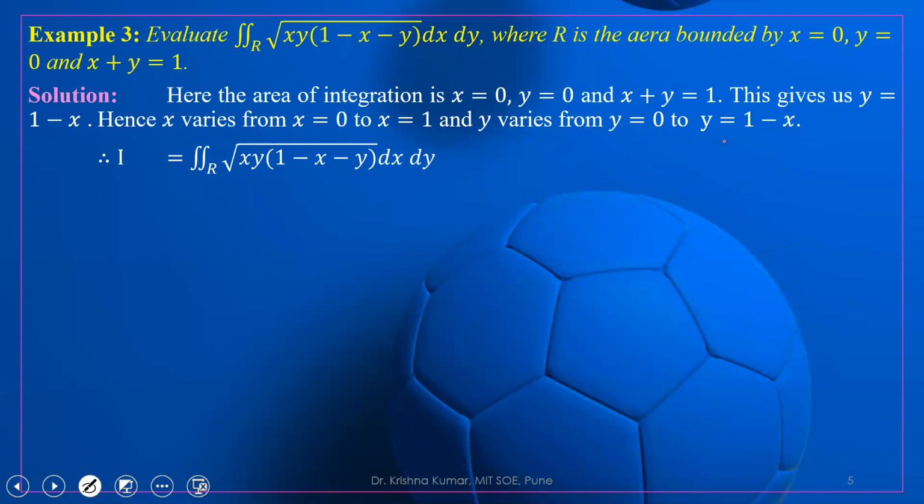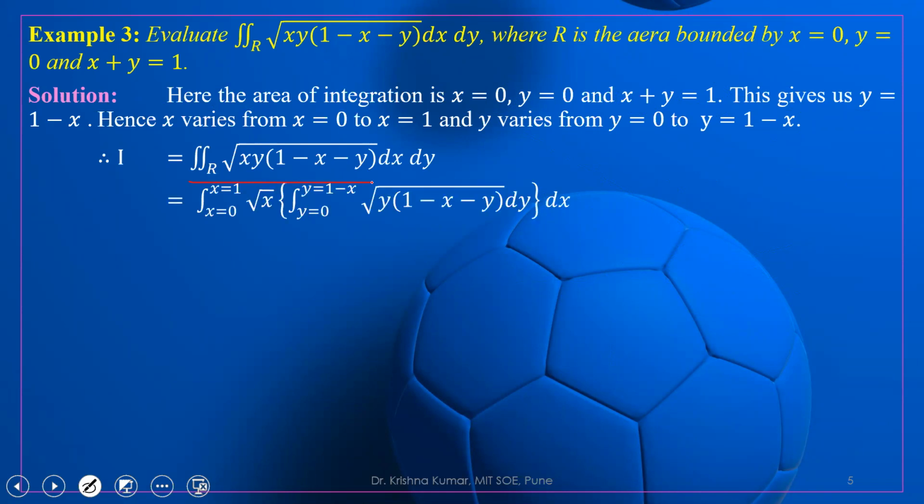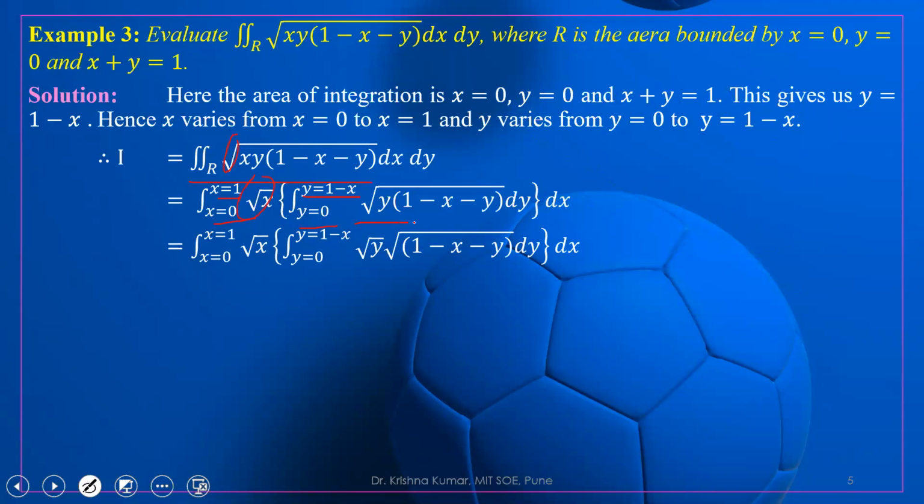So what is I? I is equal to the double integral over R of root xy into 1 minus x minus y, with respect to x and y. The limit of y is 0 to 1 minus x, and the limit of x is 0 to 1. Now root of xy is written as, we have taken root x outside, and root of y times root of 1 minus x minus y, dy dx.